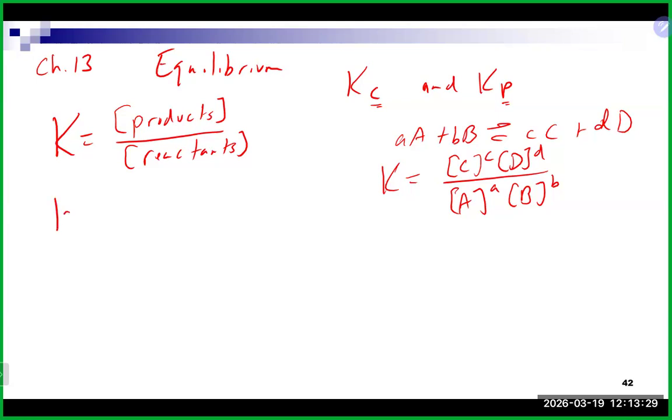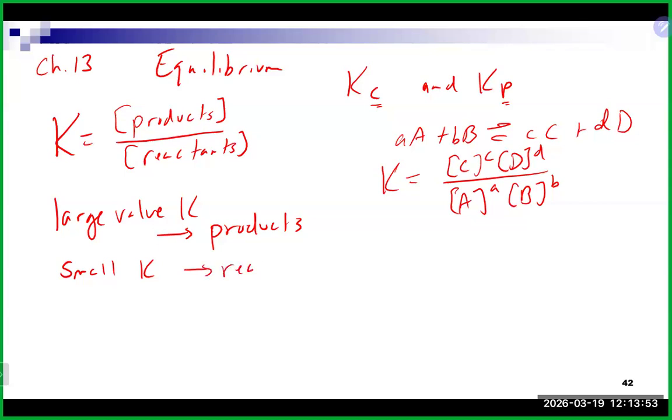And remember that if we do have a large value of K, that means when we reach equilibrium, we would mainly expect products to be present. Just mathematically, we have a large number on top, which is our products, divided by a small number, which gives us a larger number. So we expect more products at equilibrium, and vice versa. If we have a small value of K, that means we would expect more reactants. Again, mathematically, we have a larger number on the bottom and a smaller number on top. That's going to yield a small K value in this situation.